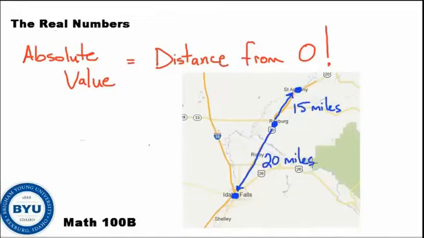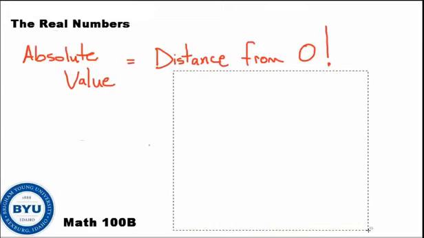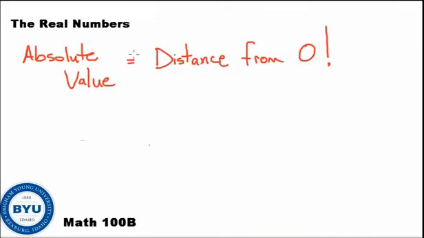Something that's really important here is that when talking about distance, distance is always a positive value. We would never say, oh, I just traveled negative 10 miles out of Rexburg. That wouldn't make very much sense. And so this is very important when talking about distance. Distance is always a positive value. And so when dealing with the absolute value of a number, the absolute value of a number is the distance that number is away from 0.